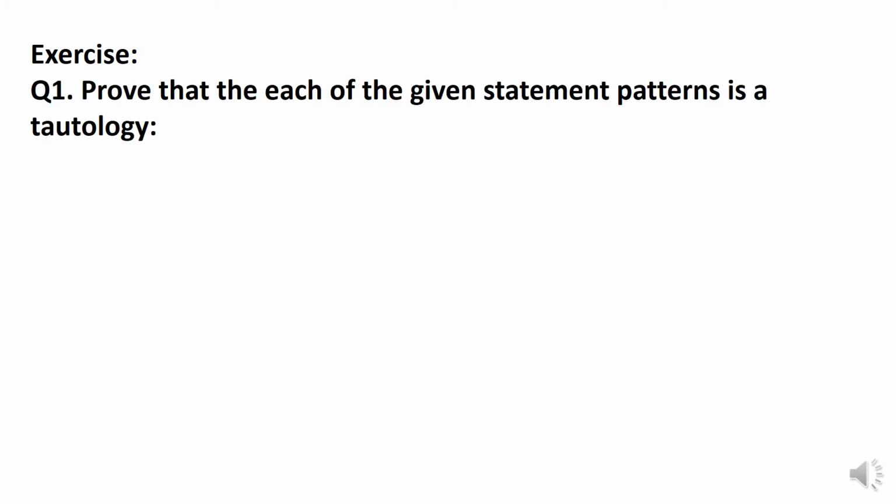Now for the sums based on this concept. The first type of question: prove that each of the given statement patterns is a tautology. The first one, if P and Q then Q. Now you are going to draw a truth table for this. In my last two lectures, I have already told you in detail how to draw a truth table. You can refer to that if you want to learn how to draw a truth table. The truth table for this particular question looks like this.